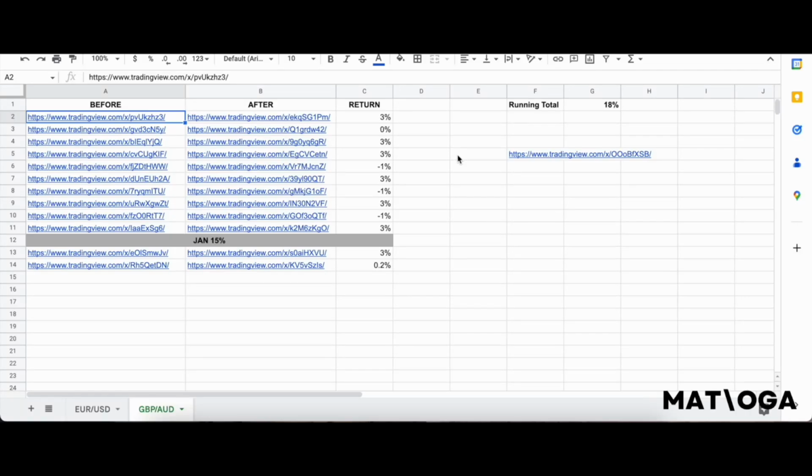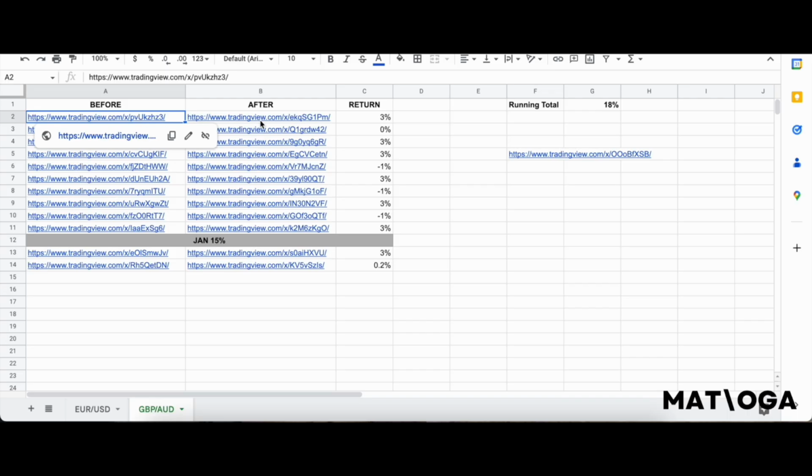All right, everybody, let's review January of 2022 positions, and I will explain exactly what happened, why it was an entry, and I will comment on the progress of the trade itself. So January itself on GBP AUD in 2022 generated 15%. So let's go ahead and take a look at all of the trades.